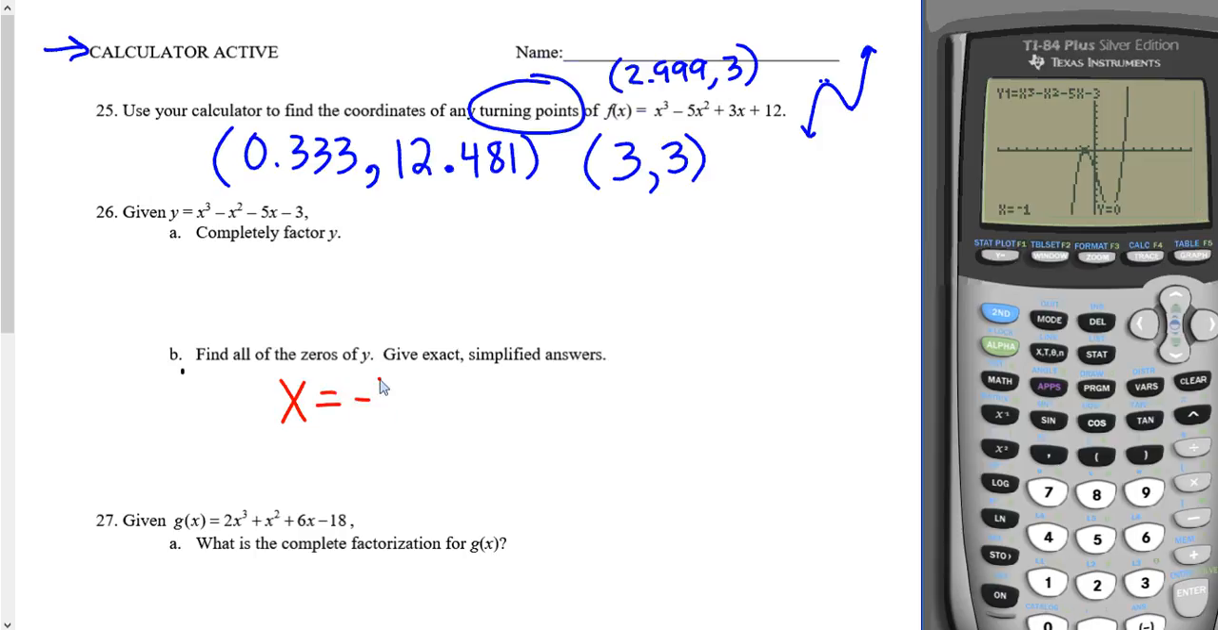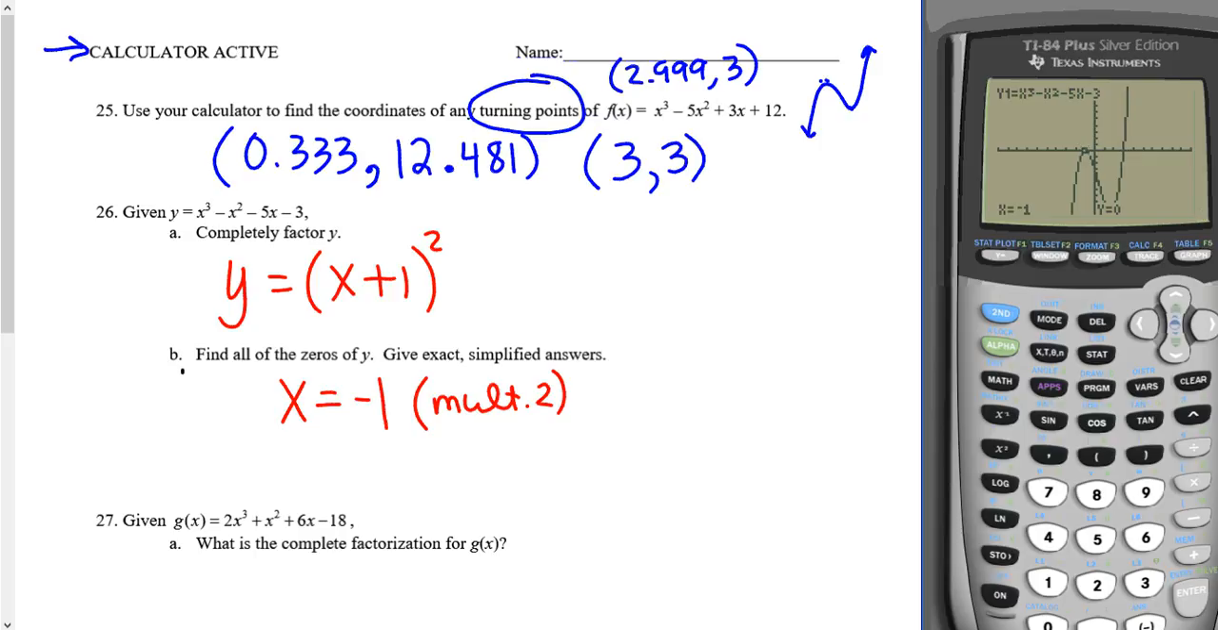X equals -1. It didn't ask me, but I know this has a multiplicity of 2 because I know this 0 is a turning point. Since it touches for that branch and that branch, I'm using the same 0 twice. So if I'm writing my factors for y, I would have x plus 1 squared because that factor is a factor twice. Now I've got another 0 over here.